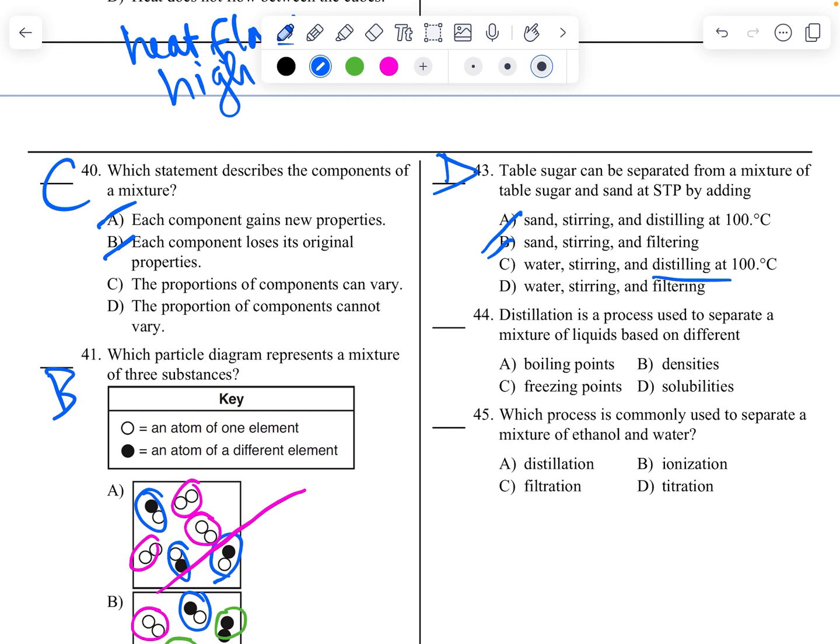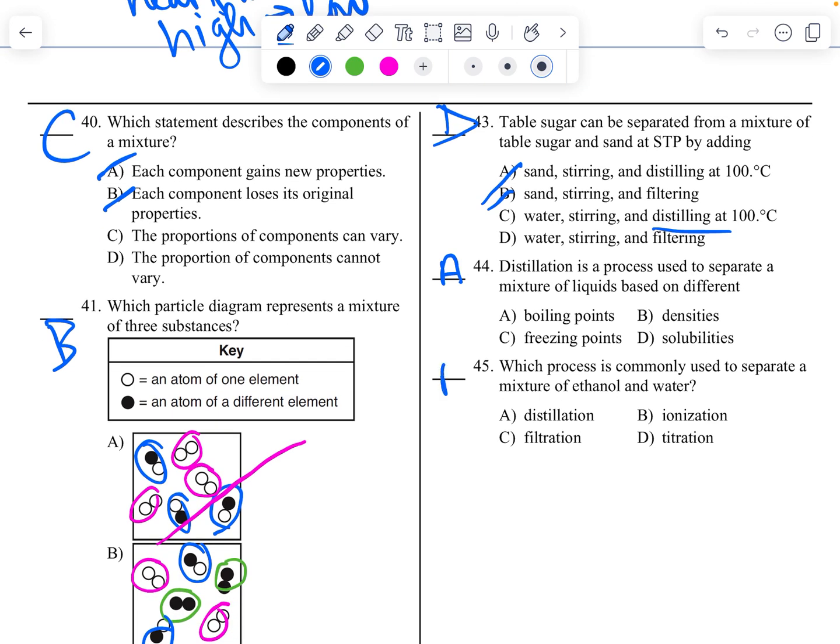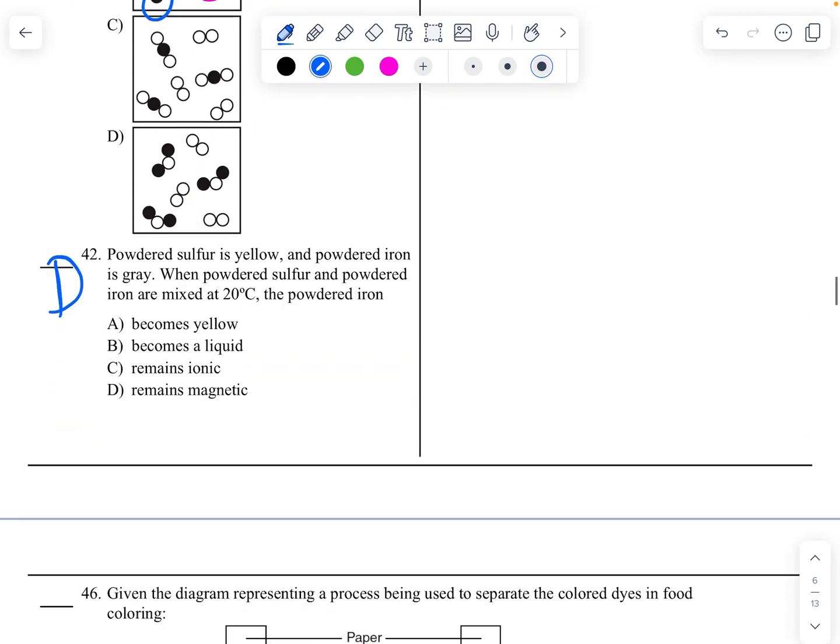And there's 44. It has to do with boiling points. So like alcohol and water have different boiling points. One will boil off first, cool, condense, and then be separated out.